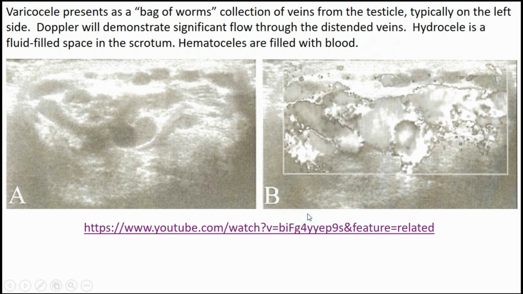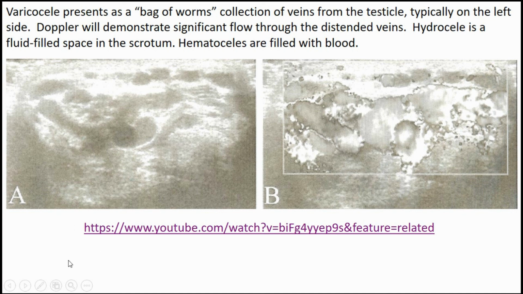Another thing that can happen in the scrotum is called a varicocele. These are basically varicose veins around the testicle. So it has a bag of worms appearance, which you can kind of make out here on this static shot, but this is another short video, so go ahead and click on this and just take a look at what those enlarged veins in the scrotum look like.